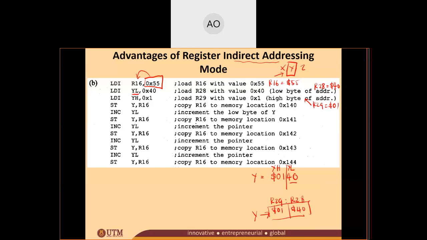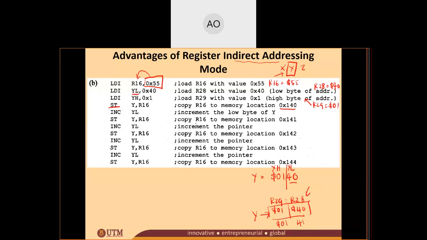Okay, next, after that we can store by using the ST instruction. ST Y R16 means that you copy the value from R16, which is the content 55, to memory location 140. Why? Because Y now points to address 0140. And then next we are going to increase the R28. How to increase the R28, so that the new Y will point to address 0141.